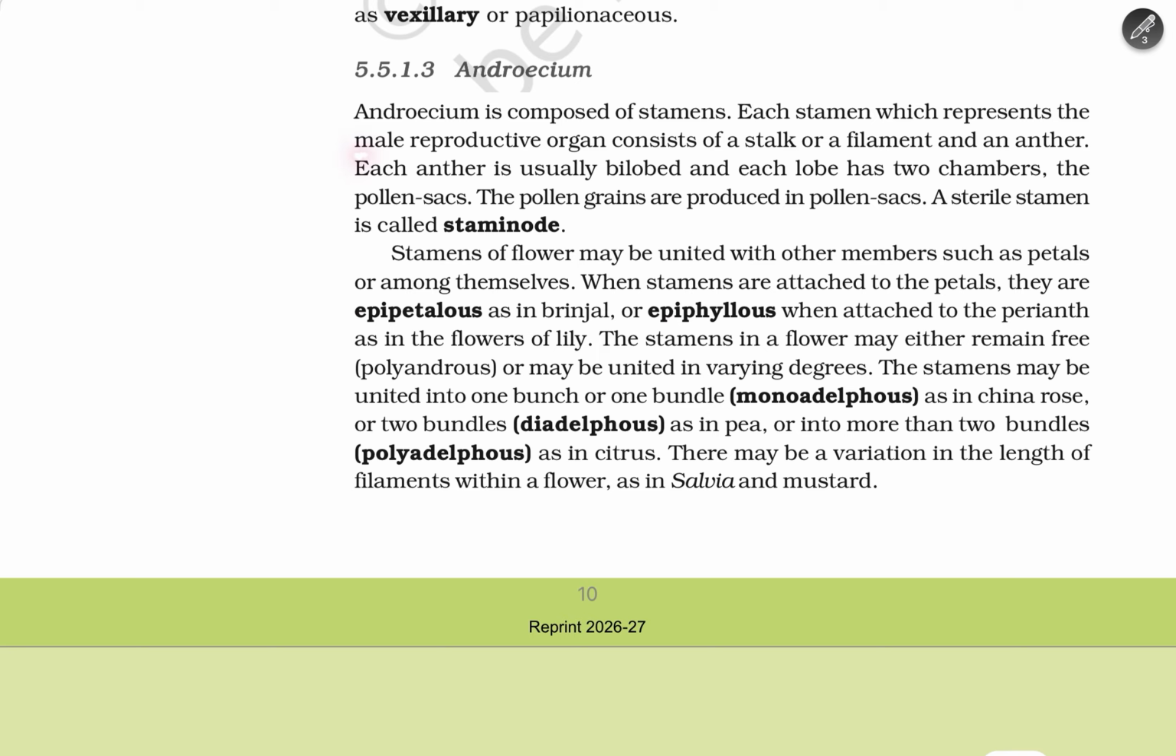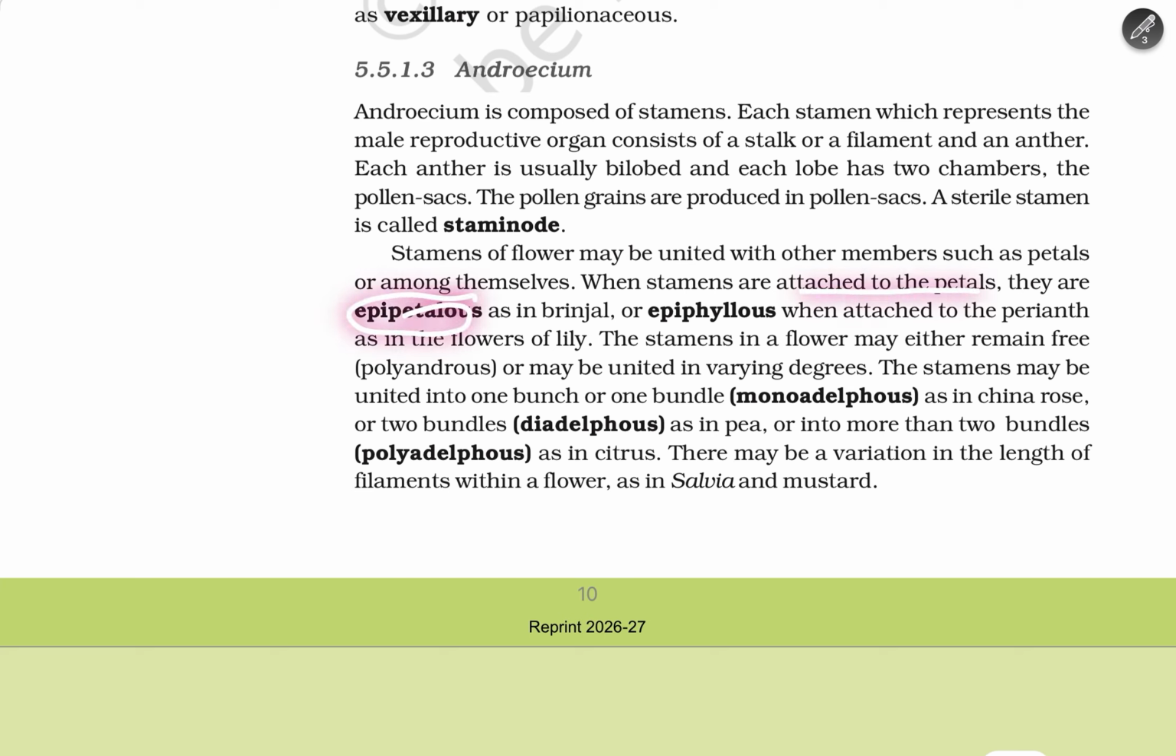Each stamen represents the male reproductive organ, consisting of a stalk or filament and an anther. Each anther is usually bilobed, and each lobe has 2 chambers, the pollen sacs. The pollen grains are produced in the pollen sacs. A sterile stamen is called a staminode. The stamens of a flower may be united with other members such as petals, or among themselves. The stamens are attached to petals.